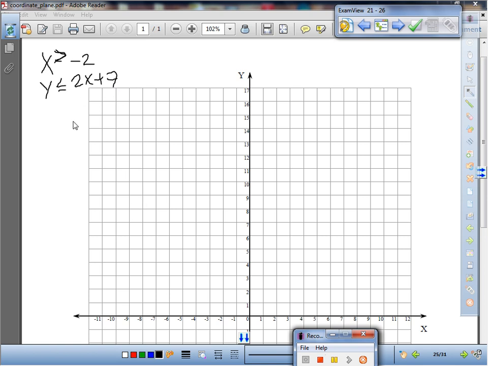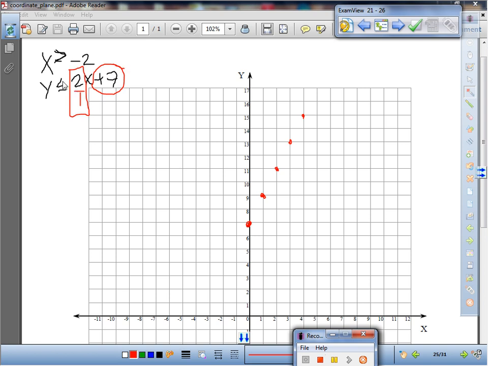Let's graph this one first. We start at positive 7. Where's that at? Right here. Okay, there it is, positive 7. What is my slope? 2 up, 1 to the right. Place your point. 2 up, 1 to the right.